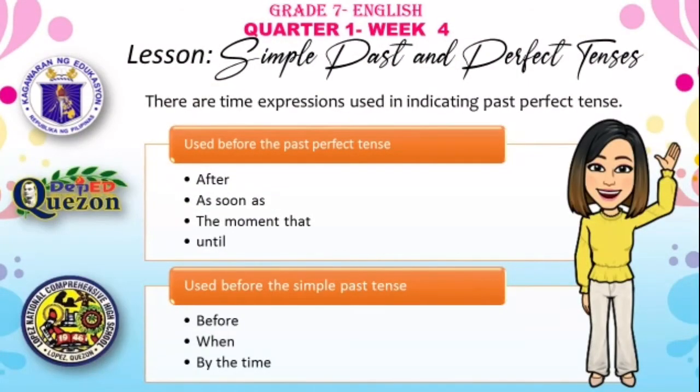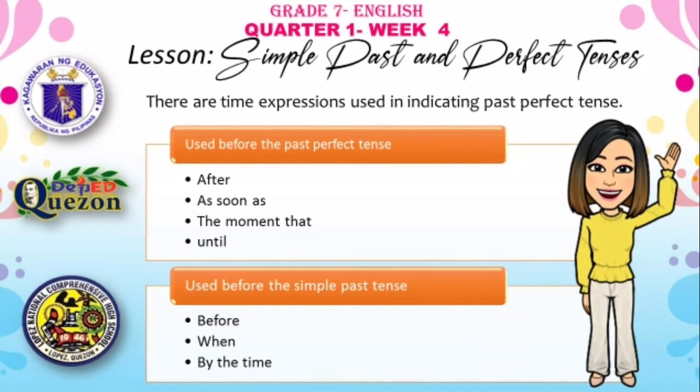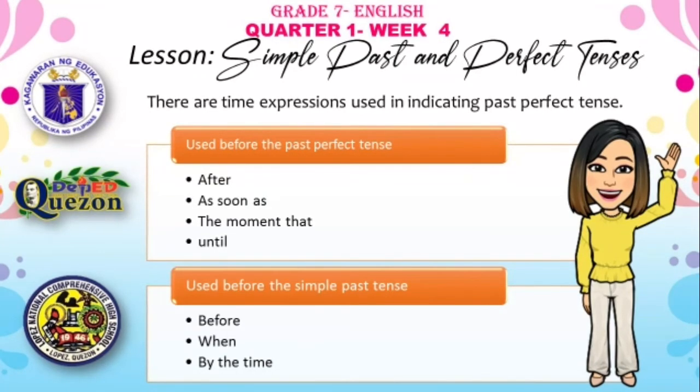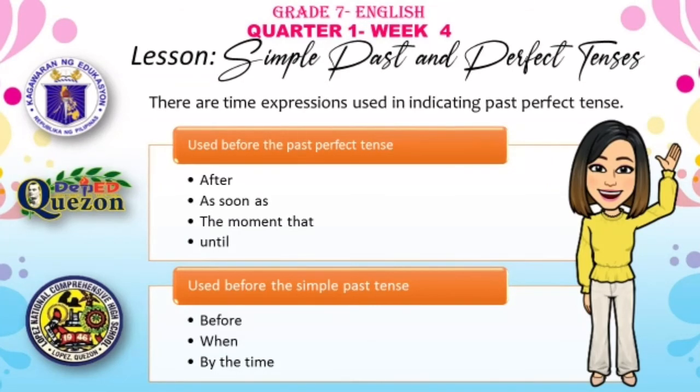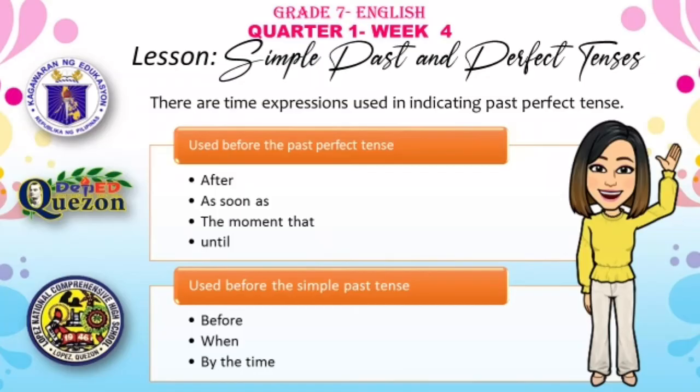There are time expressions used in indicating past perfect tense. Examples are after, as soon as, the moment that, and until, which are used before the past perfect tense, while before, when, and by the time are used before the simple past tense.